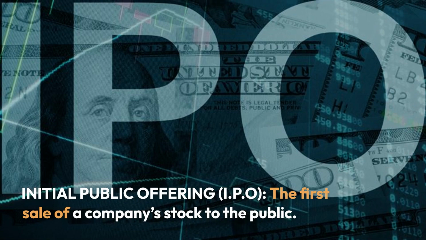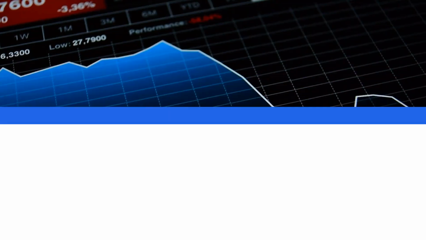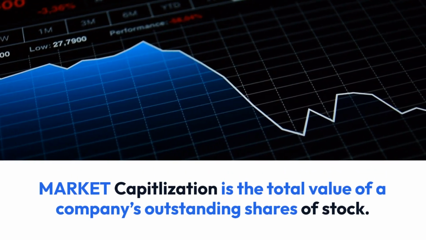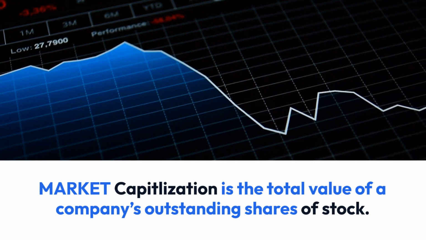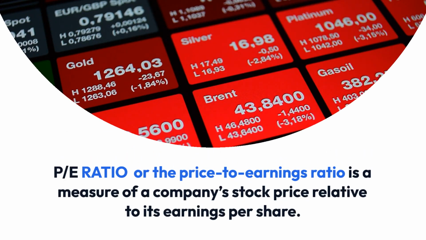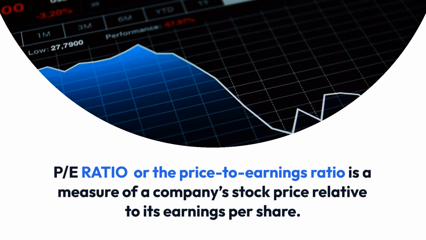The first sale of a company's stock to the public. Market capitalization is the total value of a company's outstanding shares of stock. P/E ratio, or the price-to-earnings ratio, is a measure of a company's stock price relative to its earnings per share.